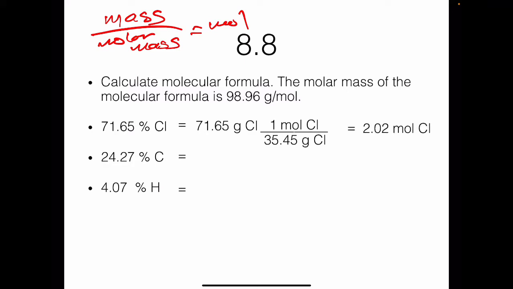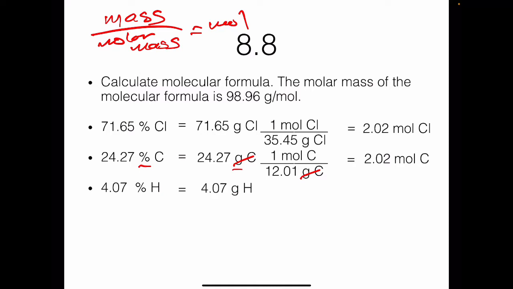This is the same thing we were doing in the last section, so this part has not changed. What will change is what we do with our final answer. The next part is the same, 24.27 grams of carbon. Again, we just turned percent into grams by assuming that we have 100 grams of sample. Now we're dividing by the molar mass to be able to convert grams to moles. Remember, grams of carbon cancel here. So we're left with 2.02 moles of carbon. And then for hydrogen, 4.07 grams hydrogen divided by the molar mass from the periodic table, which is 1.01 grams per mole. And this gives us a total number of 4.03 moles of hydrogen.